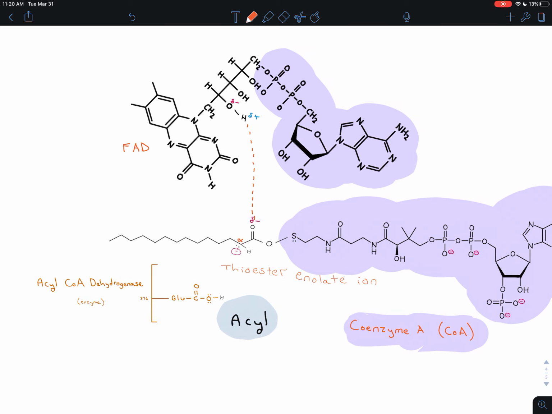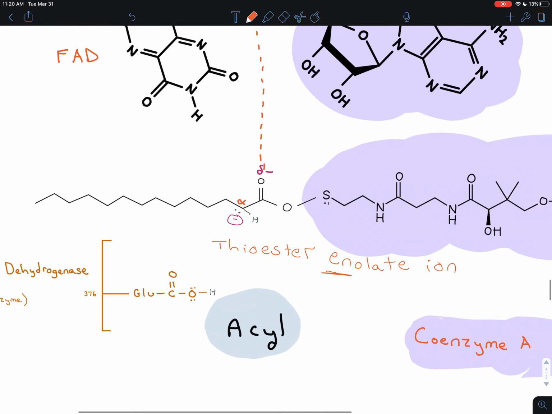An enolate: first, "en" says you have a double bond, which we have right here. The enolate is telling you that you have a lone pair allylic to that en double bond. And it's an ion because it has that charge. So this is a thioester enolate ion.